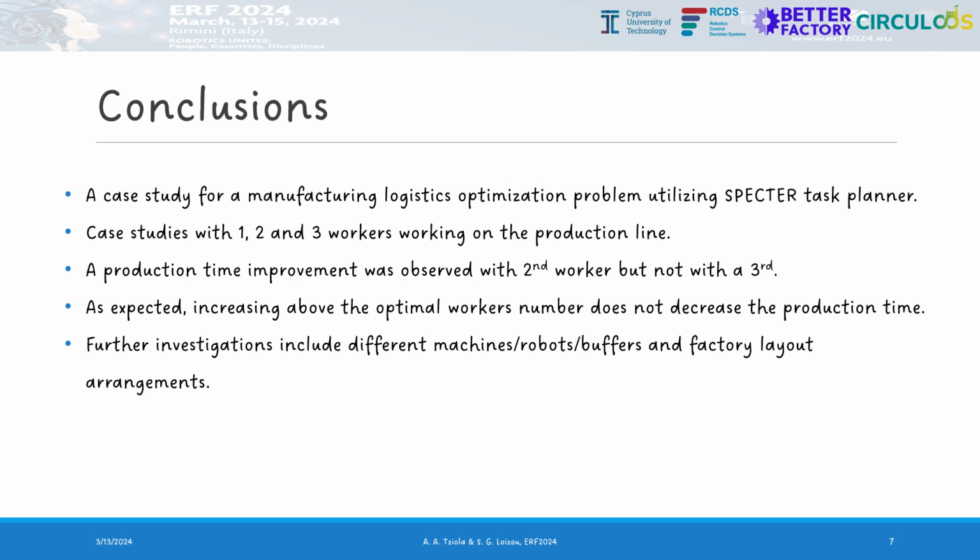To conclude this presentation, a case study for a manufacturing logistics optimization problem utilizing the SPECTER Task Planner is presented. Case studies with 1, 2, and 3 workers working on the production line were investigated. A production time improvement was observed with a second worker but not with a third, and as expected, increasing above the optimal number of workers does not decrease the production time. Further investigations include different machines, robots, buffers, and factory layout arrangements.